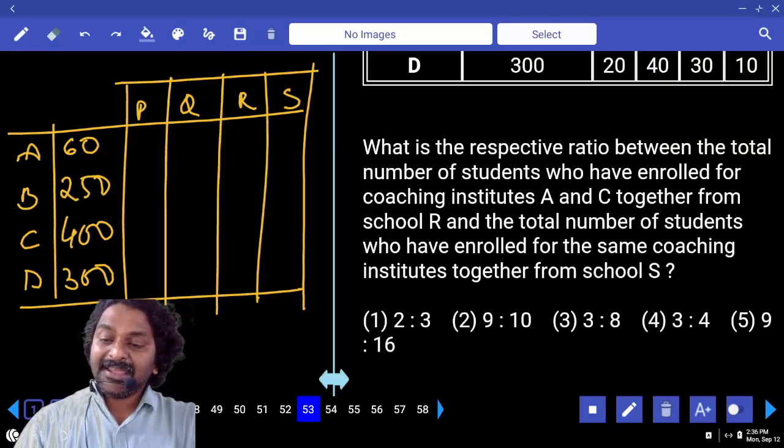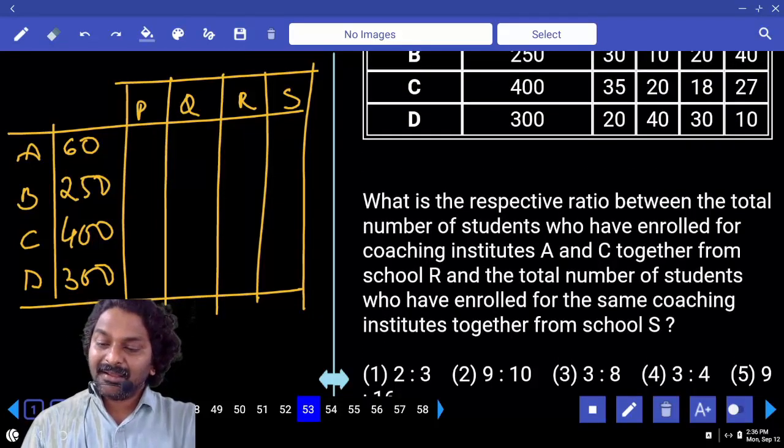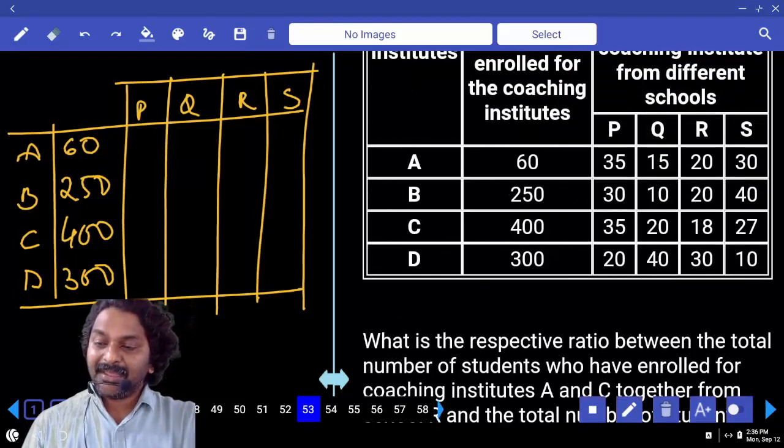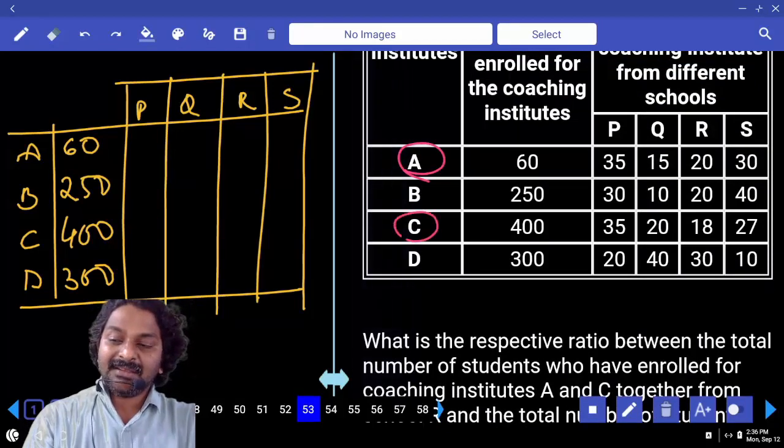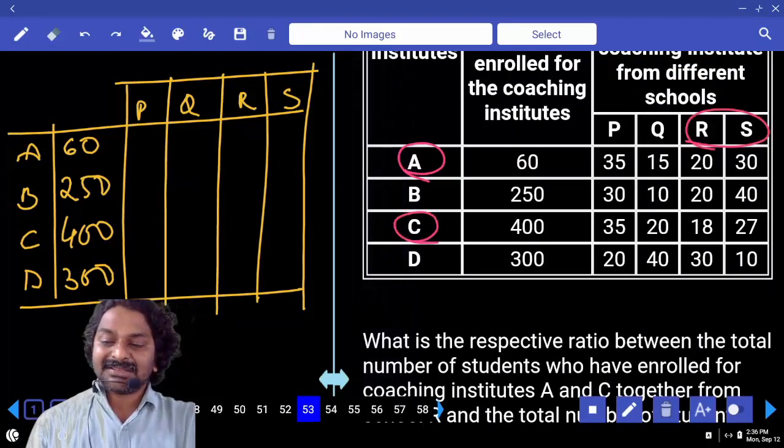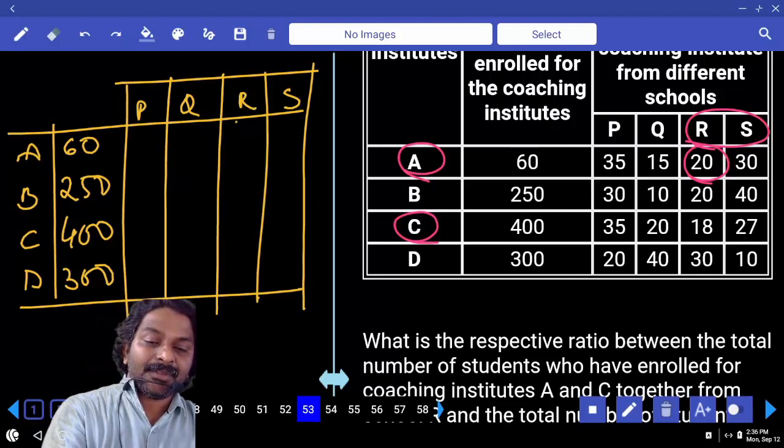Yes. A and C only, correct. And for R and S, A and C, R and S, that is the last two only. 20% of 60 is 12, 30%.